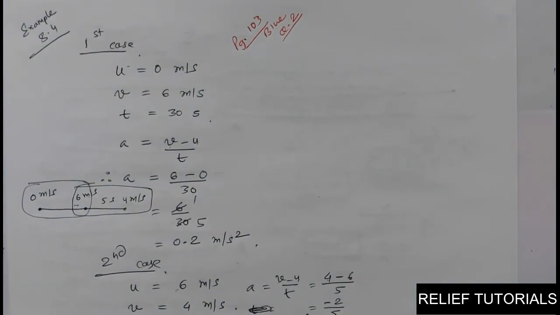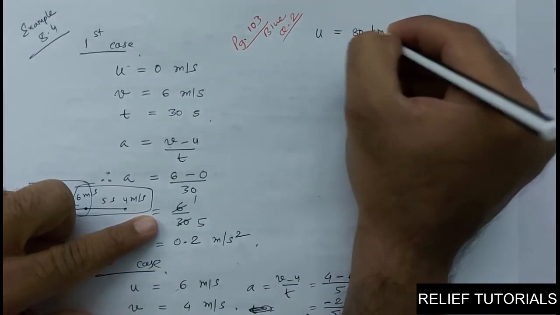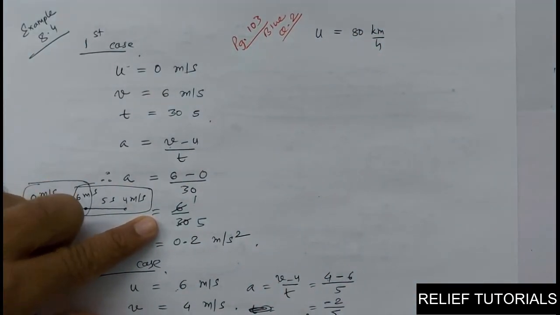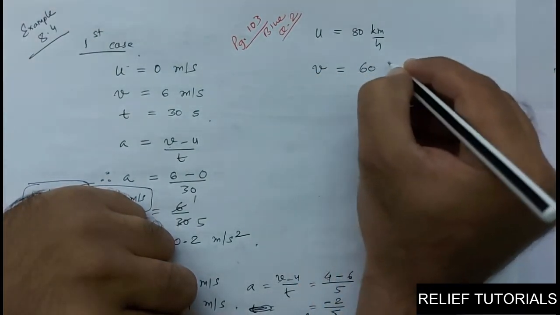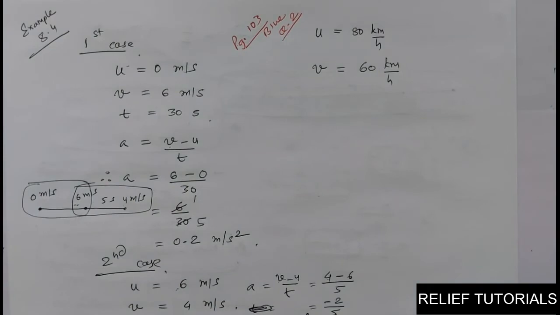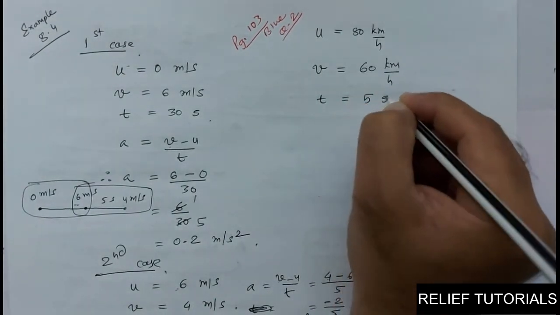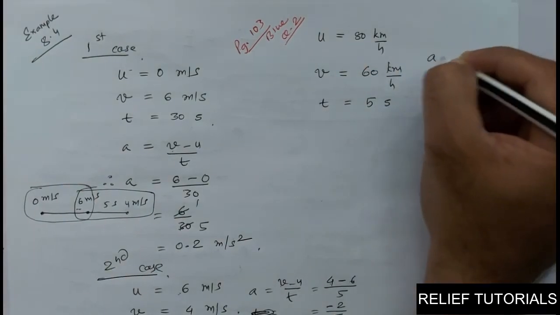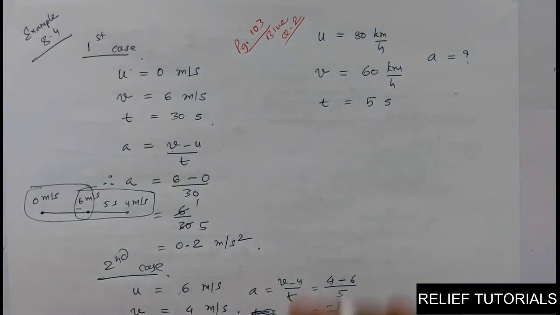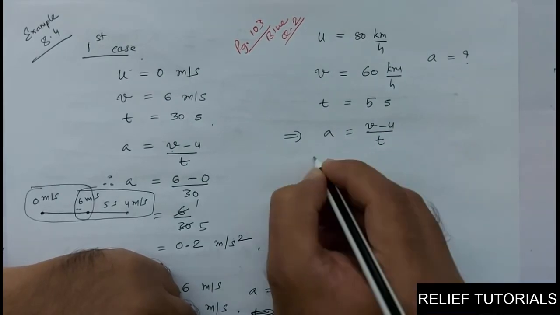So initial velocity we can say u is 80 km per hour, and final velocity given in the question is 60 km per hour. And this change has taken place in 5 seconds. So t is 5 seconds. Find the acceleration of the bus. Simple question, you have to find a. We have a formula. So a is equal to (v minus u) by t.